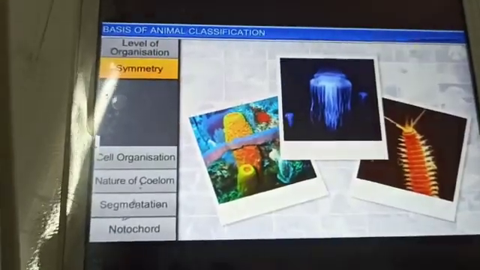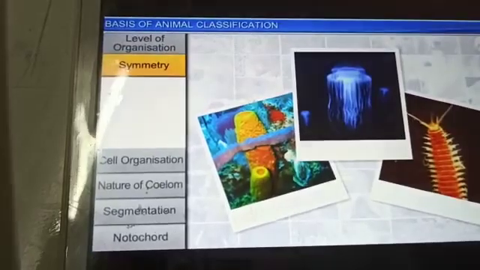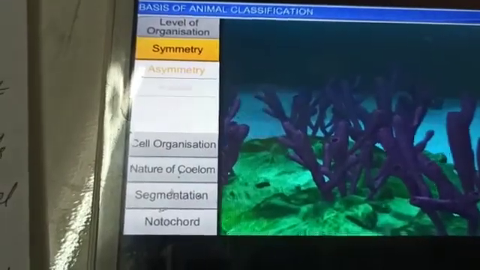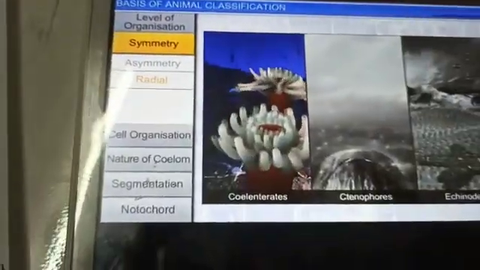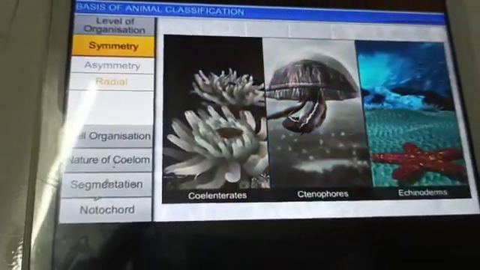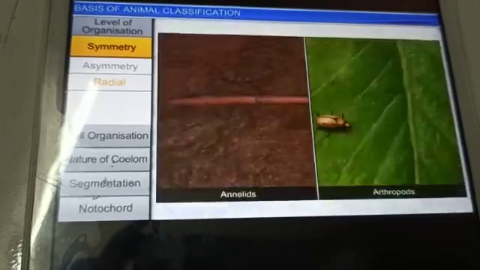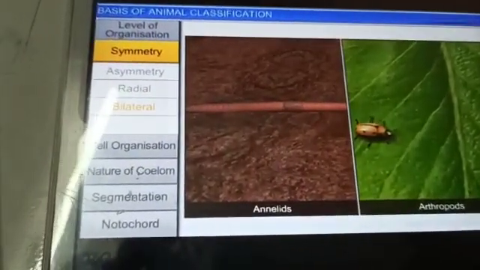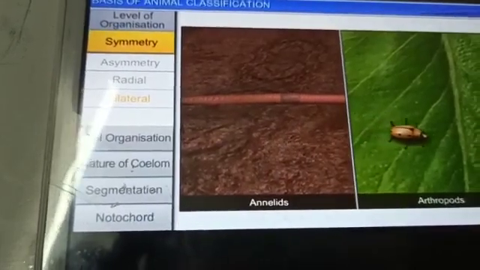Next one, patterns of symmetry. Symmetry means a body arrangement in which parts that lie on opposite sides of an axis are identical, that is similar. Animals' body plan and pattern of development are various, in cnidarians, ctenophores, echinoderms: asymmetry, radial, bilateral, etc.